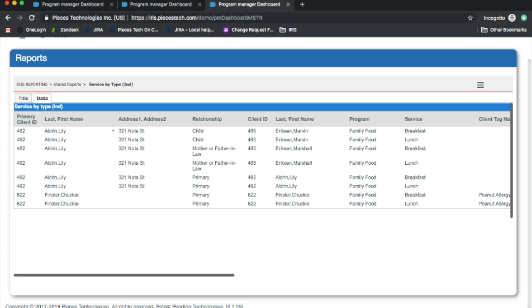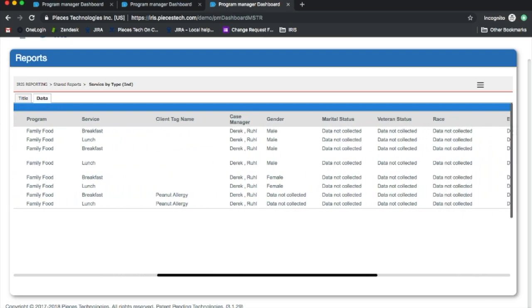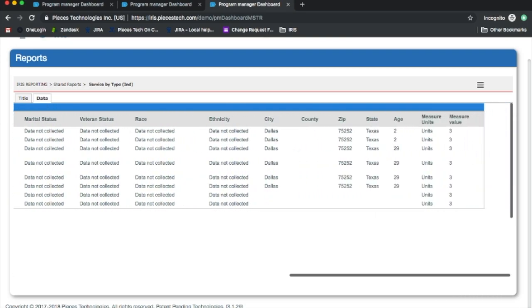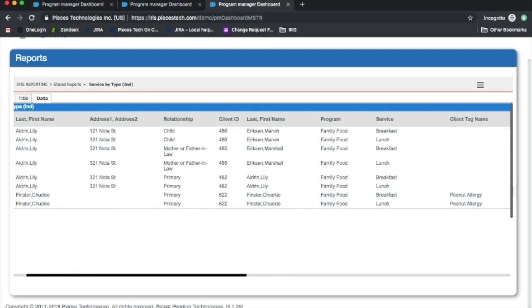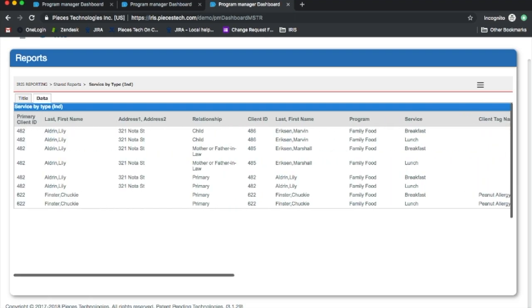So we see, once again, it's grouping up by family members. So we see Marvin Erickson has received breakfast, and then right under it, received lunch. Those top two lines. So if we scroll over once again, we see measure 3 in that last column. That means that he's received 3 breakfasts and then under that 3 lunches in the time period that we've designated for this report, which is the month of February. Once again, it doesn't show any dates, so it's just showing how many it gets.